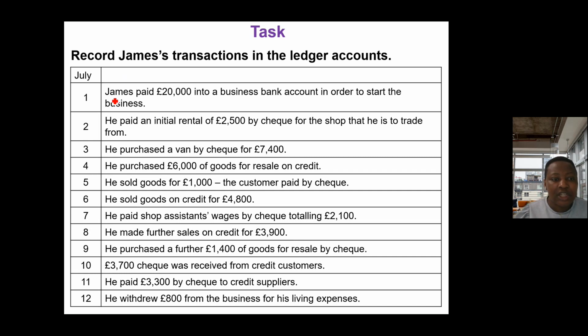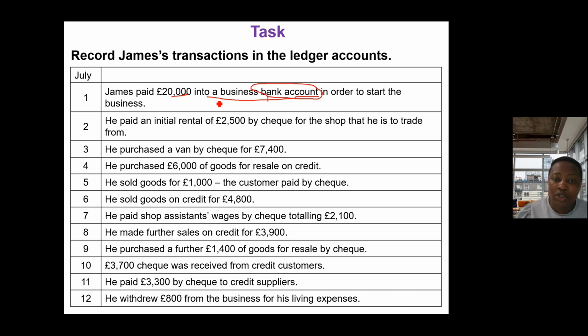The first one says James paid 20,000 into the business account in order to start the business. He's starting a business, so we know that's capital. The two elements of this transaction are capital, and then this capital amount of 20,000 was paid into the bank account. So we have bank and we have capital. Those are the two elements involved in this transaction.